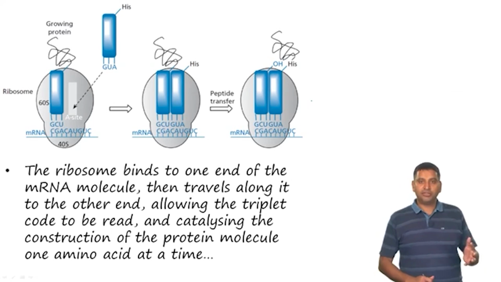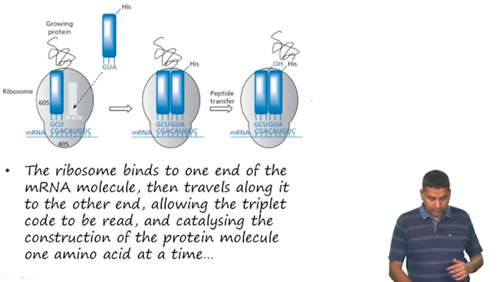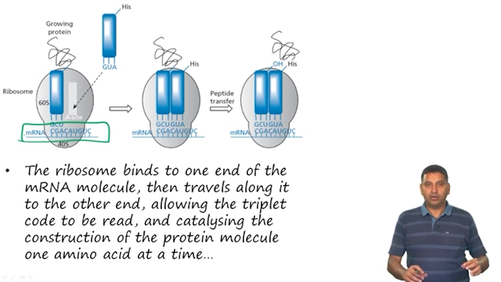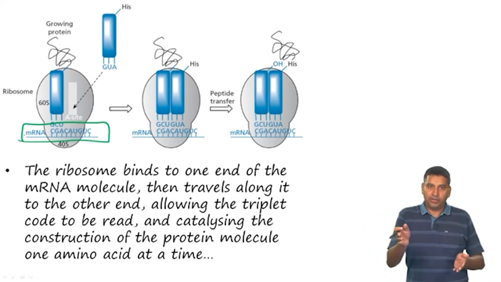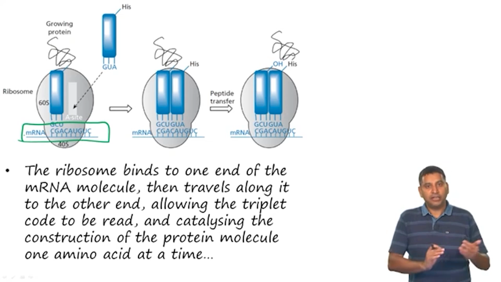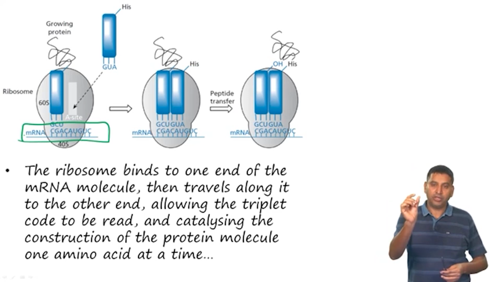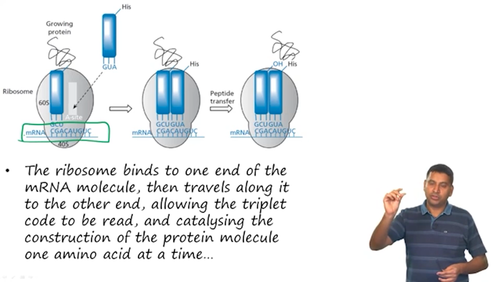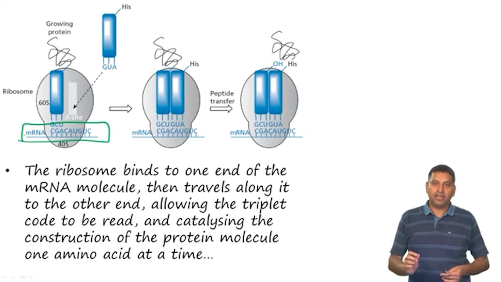The ribosome binds to one end of the mRNA molecule, that is, here is your mRNA molecule and the ribosome binds to one end of this molecule, and then it travels along it to the other end. As we looked at earlier, the information from DNA is in the form of 3 units, called the triplet code. Each triplet code corresponds to a unique amino acid, and therefore, this ribosome ends up catalyzing the construction of the protein molecule one amino acid at a time, or one triplet code at a time.